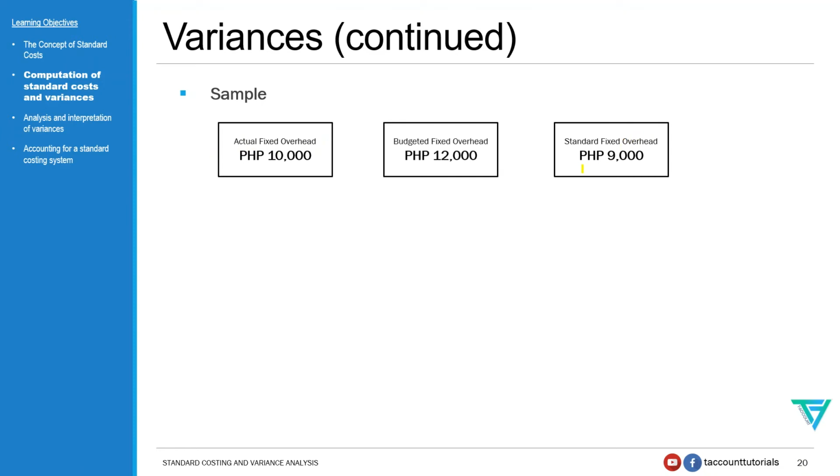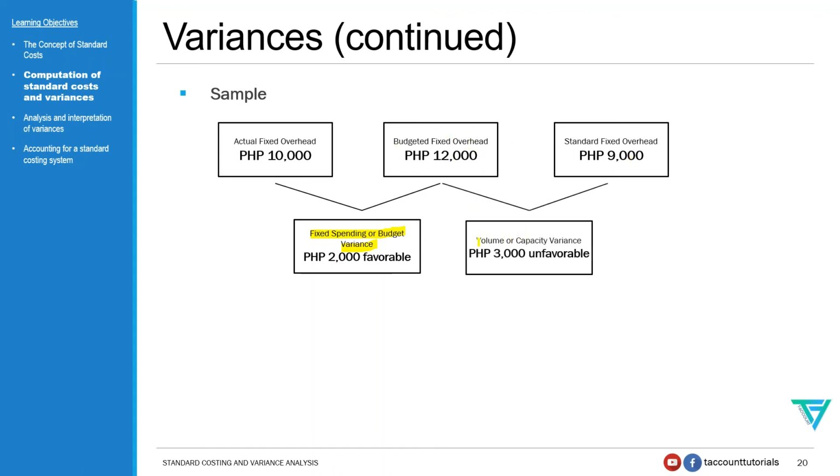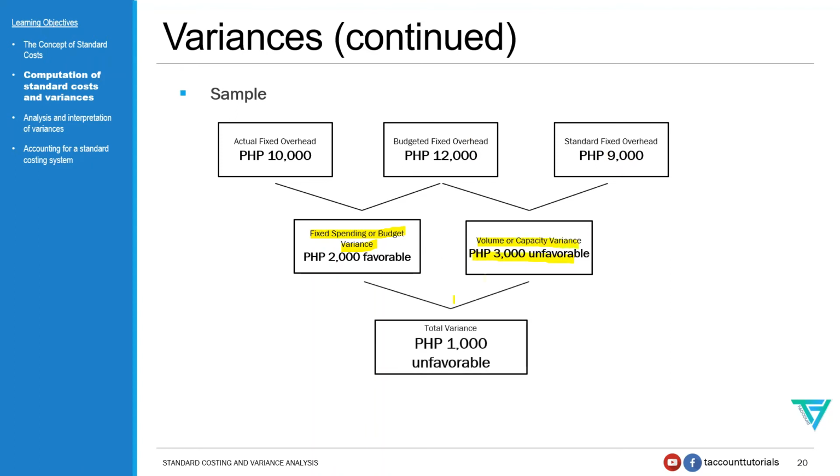Alright, so just to provide a simple example here, we have actual fixed 10,000, we have standard fixed of 9,000, and then we have budgeted fixed of 12,000. So if we get the difference between 10,000 and 12,000, we arrive at the fixed spending or budget variance of 2,000 favorable, right? And then if we get the difference between budgeted fixed and standard fixed, we arrive at the volume or capacity variance of 3,000 unfavorable. Okay? And then lastly, if we combine the two variances, we arrive at the total variance of 1,000 pesos unfavorable.